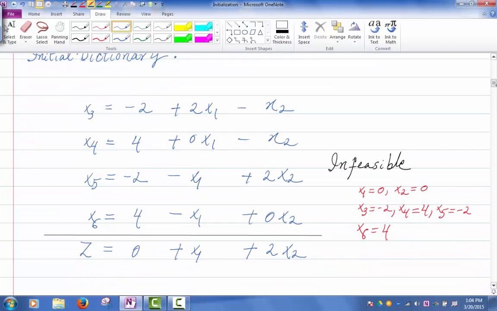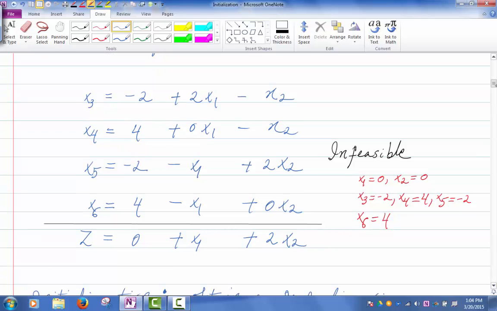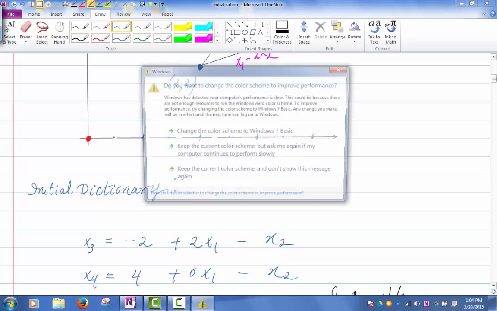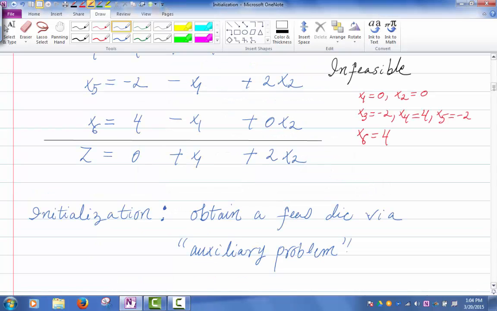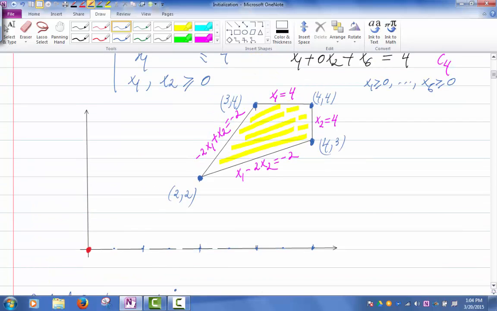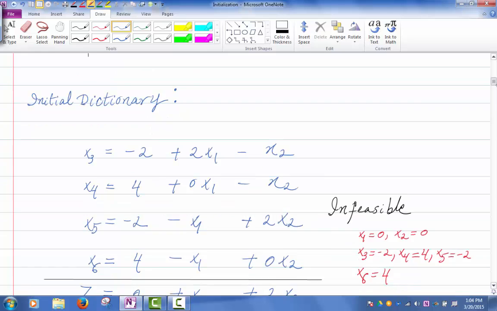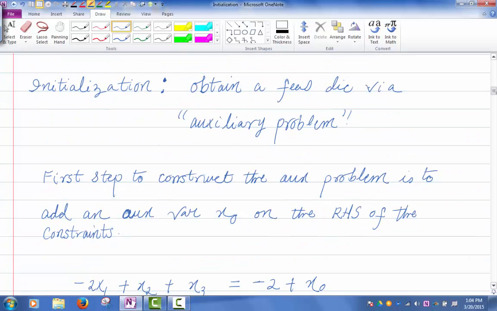And when we look at the initial dictionary, we see that some of the basic variables are negative there, right? And so we get an infeasible dictionary. But we see that the problem itself is feasible, right? The problem itself has a non-empty feasible region. So the question is then, how can we come up with a feasible dictionary?